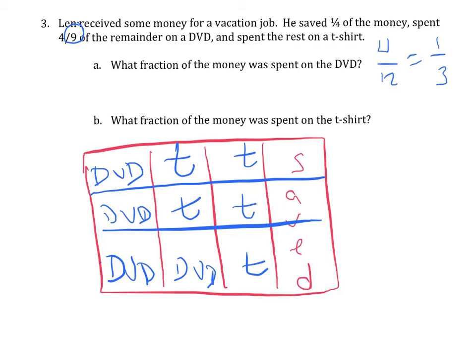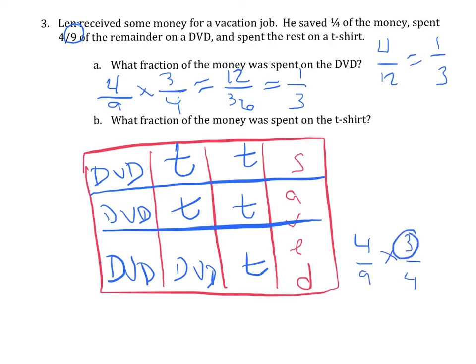And so he spent 4/9 of 3/4. So that's the multiplication problem. If I multiply that out, I get 12/36, which equals 1/3. Again, down below, I want to look at that problem, the 4/9 times 3/4.